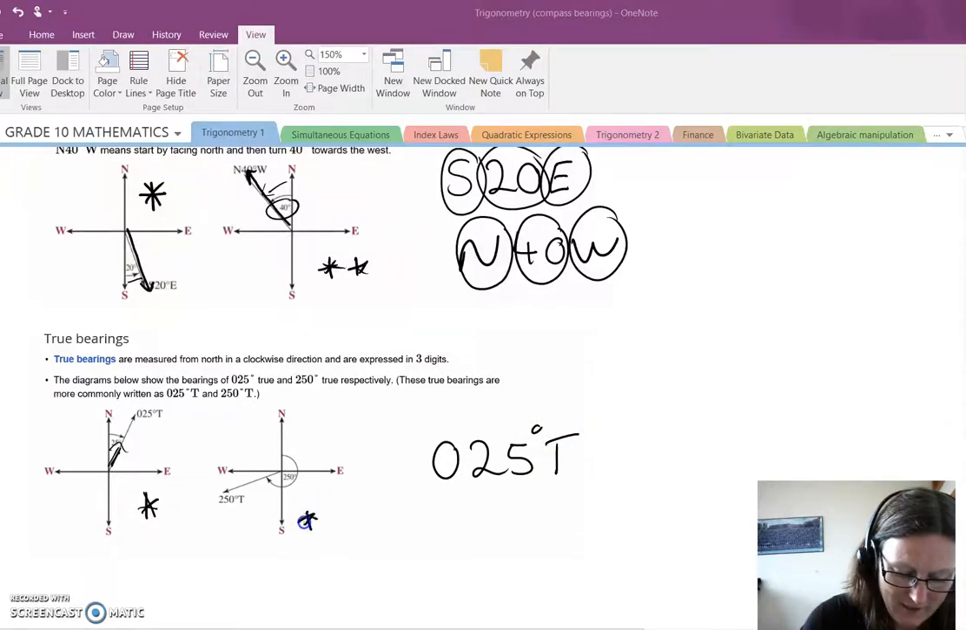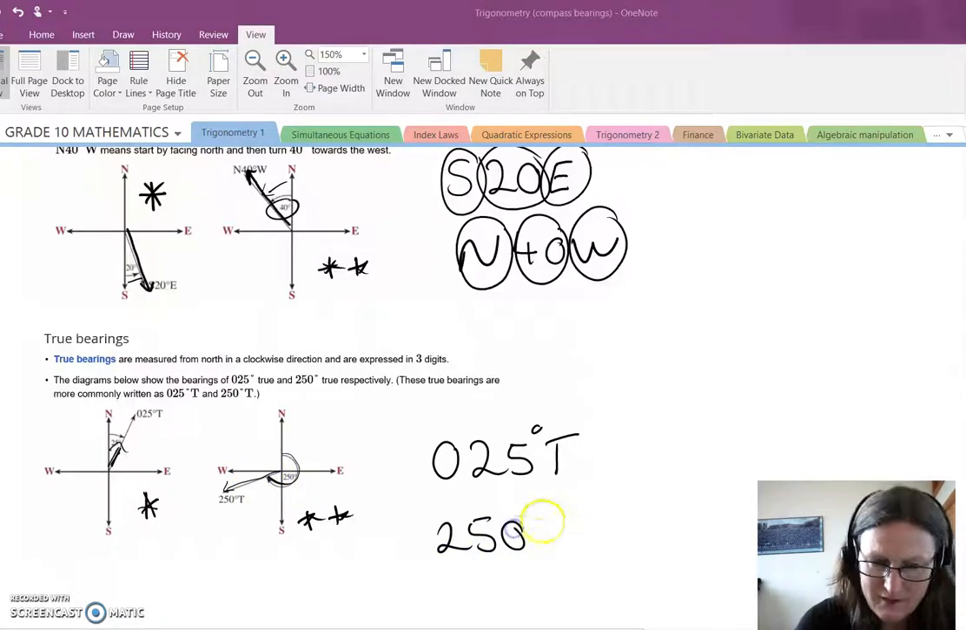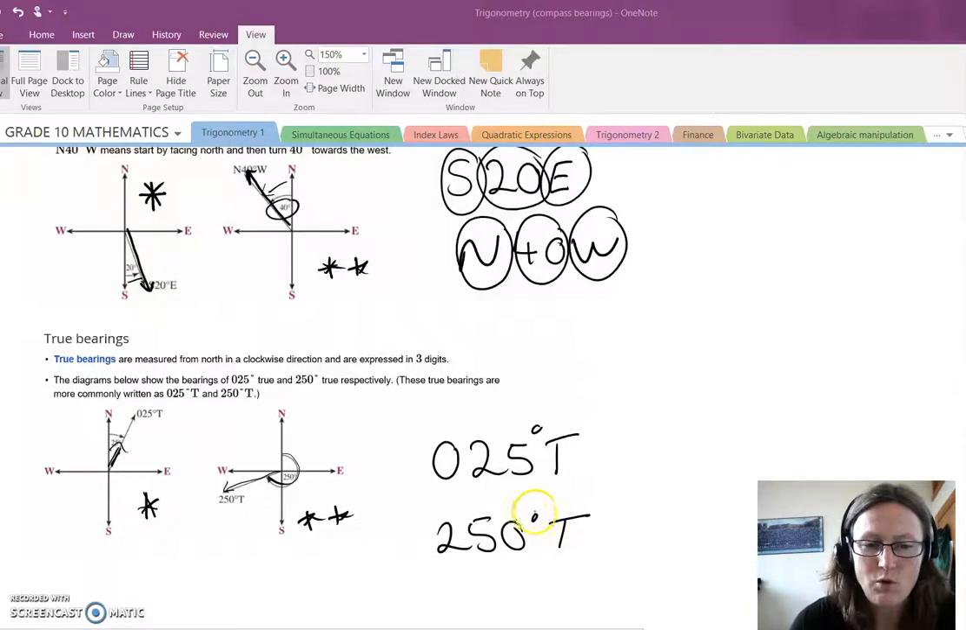Let's look at this second example here. See this line here? How far from north is it? It is all that way around, which is 250 degrees truly, so from north. So with true bearings, it's always how far from north they are.